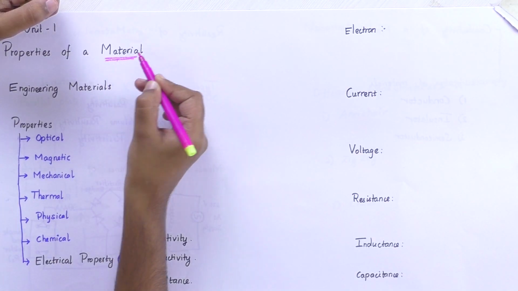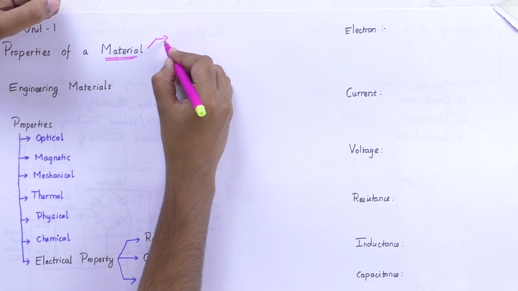The module 1 consists of properties of a material. Why do we have to study the properties of a material? As a fashion and textile technology student, you have to know how the material behaves when it is exposed to electricity. So first of all, we will study what we mean by material.